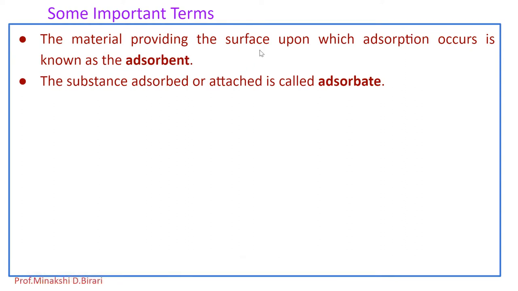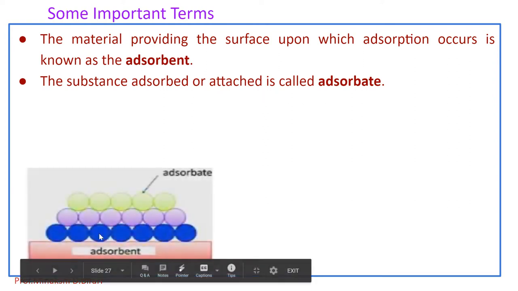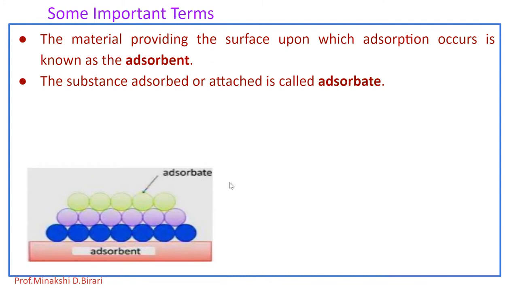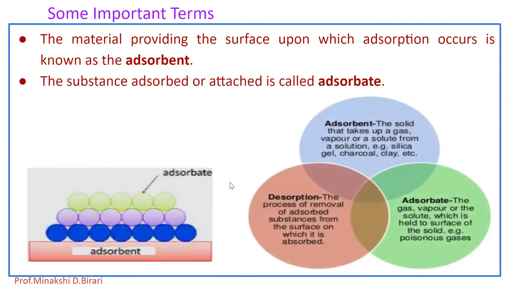The material providing the surface upon which adsorption occurs is known as adsorbent, and the substance adsorbed or attached is called adsorbate. The substance having the capacity or tendency to adsorb another substance is called adsorption material or adsorbent material. For example, activated charcoal, rice husk, egg shell, etc.